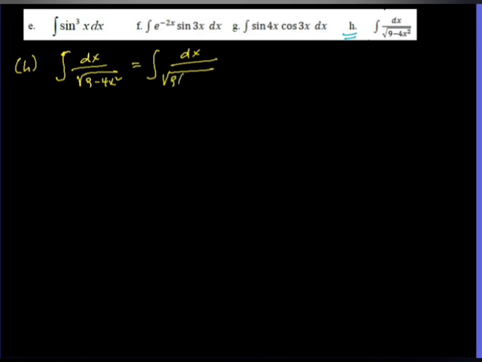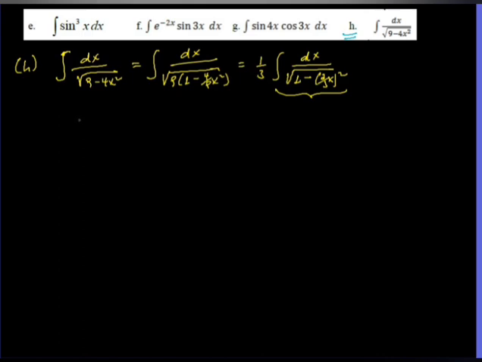Taking 9 out of the radical, it becomes 1 minus 4 over 9x squared. Okay, this is again the same as you can take out 9 from the radical. So 1/3 of the integral of dx over the radical 1 minus 4 over 9x squared, that is 2 over 3x the whole squared. Now we use trigonometric substitution.